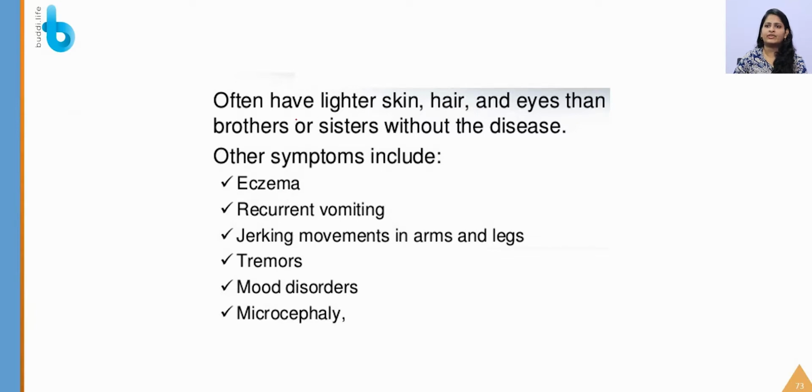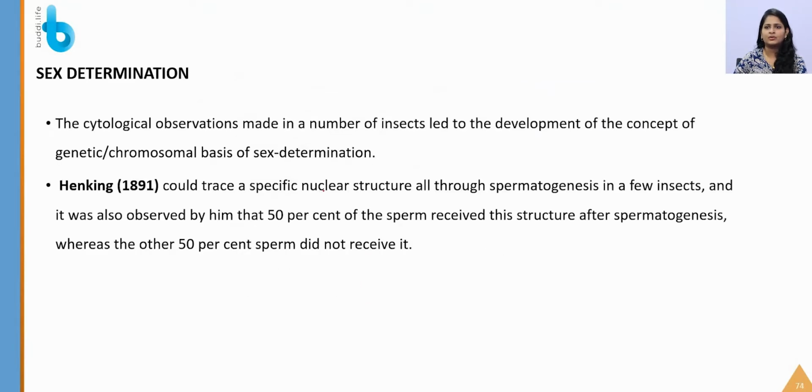So what are the effects? The person will have lighter skin, hair and eyes than brothers or sisters without the disease. Other symptoms will include eczema, recurrent vomiting, jerking movements in arms and legs, tremors, mood disorders or microcephaly.